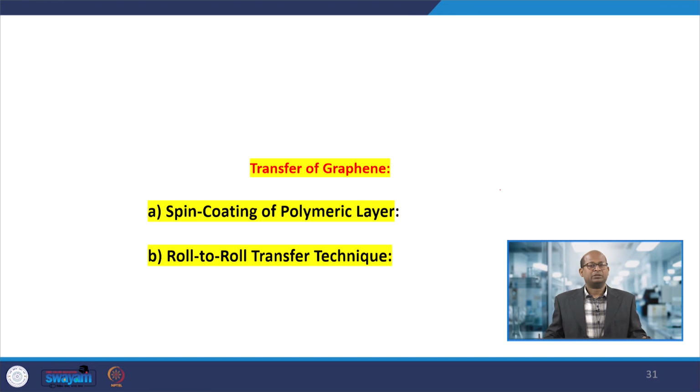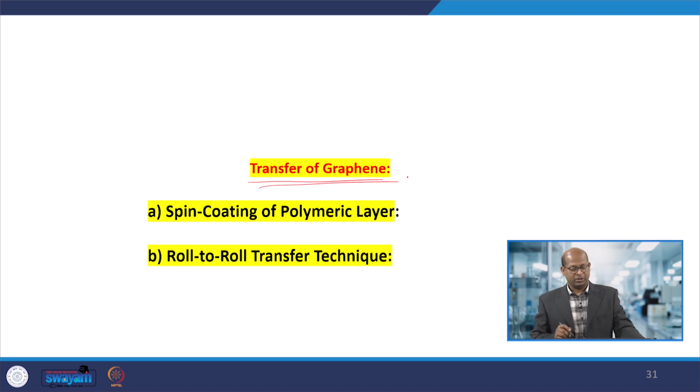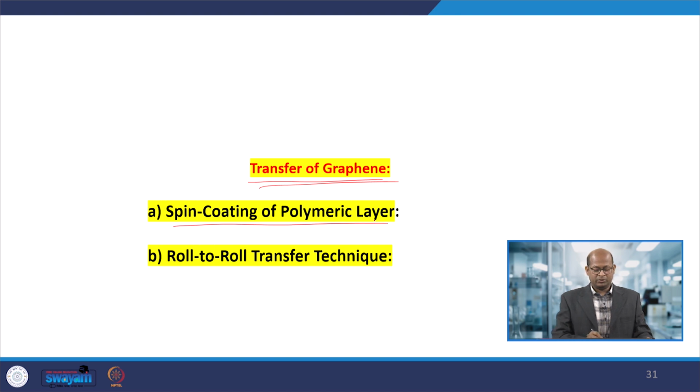So that way we can develop graphene over the surface of the copper using methane as the source of carbon, and then we have to transfer the graphene. Once we prepare the graphene layers on the copper foils, then for applications the transfer of the graphene is very important. Two techniques are available: spin coating of polymeric layers, or roll transfer techniques.